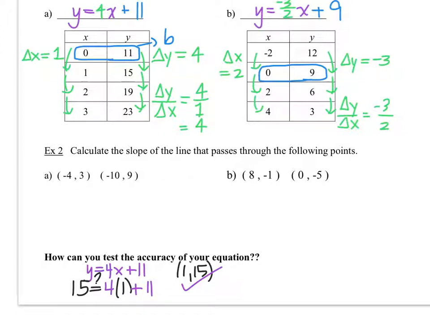Same thing with the second equation. So if I look at y equals negative 3 halves x plus 9, I could plug in any ordered pair. Again, maybe not the y-intercept because that would be pretty straightforward. You would get 9.